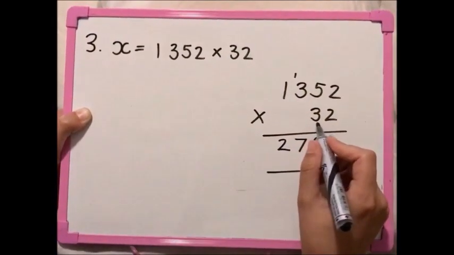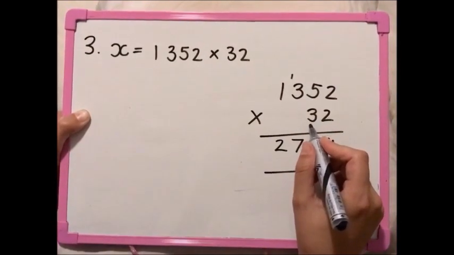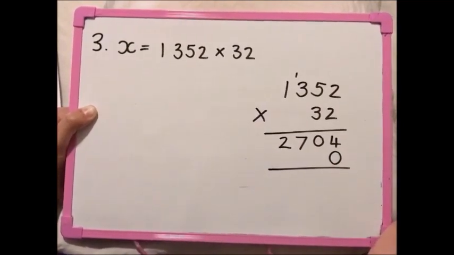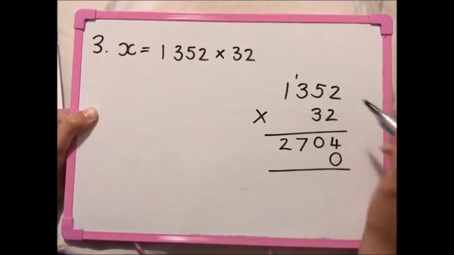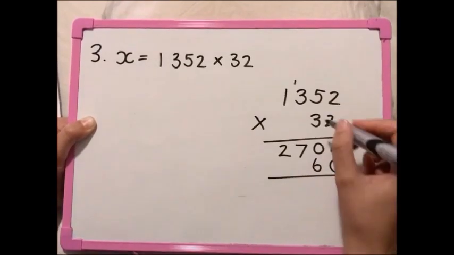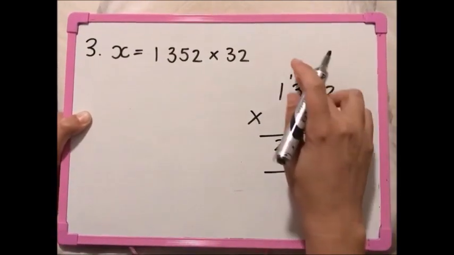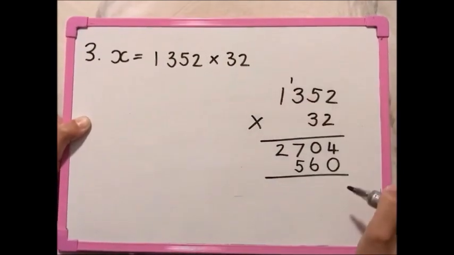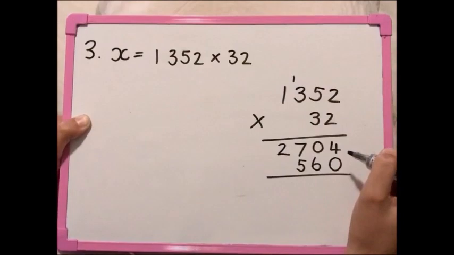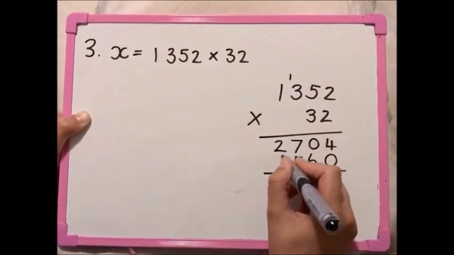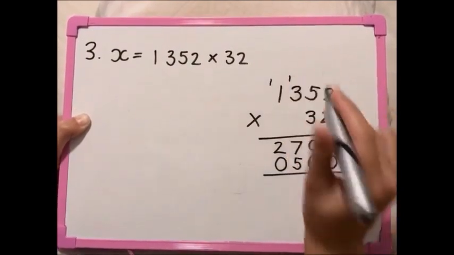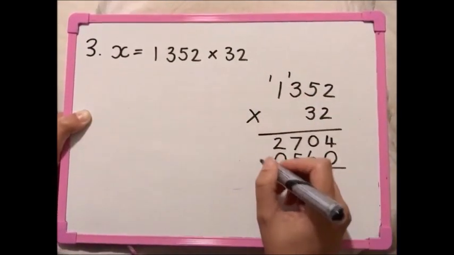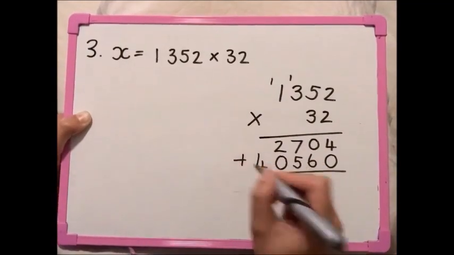Now I have to multiply with 30. Because we are saying 3, we need to write a 0. Then we can start multiplying. 3 times 2 is 6. 3 times 5 is 15. I write down the 5 and I carry the 1 over. 3 times 3 is 9. Plus the 1 gives me 10. I write the 0 and carry over the 1. 3 times 1 is 3. Plus 1 gives me 4.